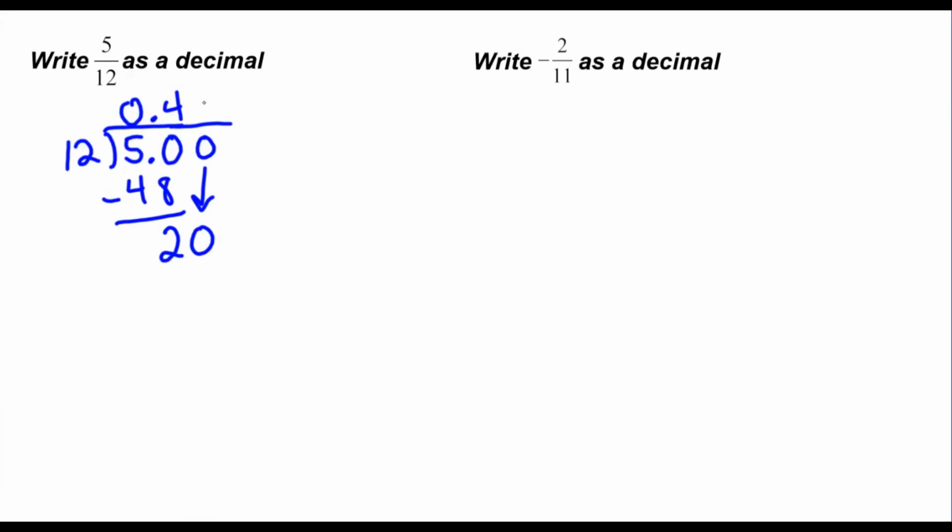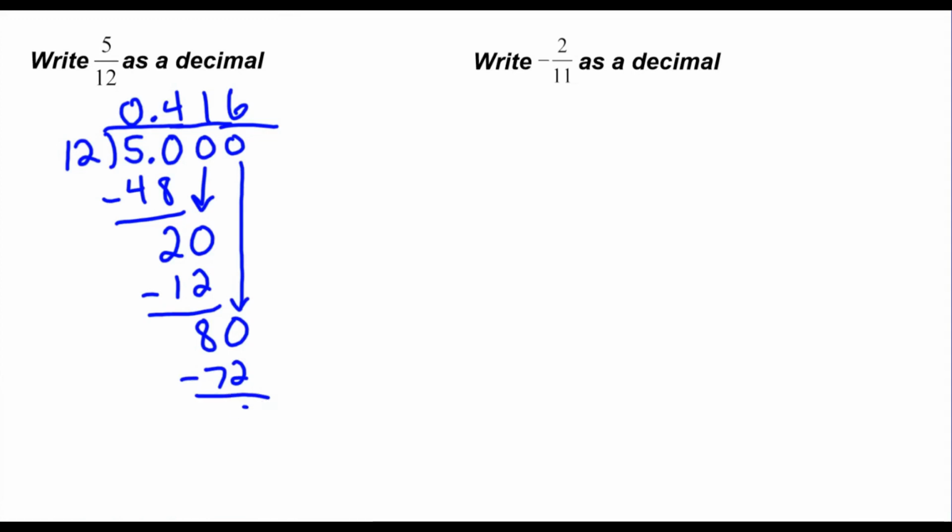12 goes into 20 once. 1 times 12 is 12. And again, I have a remainder of 8, so I'm going to bring another place value down. And 12 goes into 80 6 times. 6 times 12 is 72. So again, I have a remainder of 8. And if I bring another place value down, I'm going to have 80 again. So now I can see that, again, 12 is going to go into 80 6 times, and that's 72 with a remainder of 8. I'm just going to keep getting a remainder of 8, and this process will never end. So that's going to be repeating.